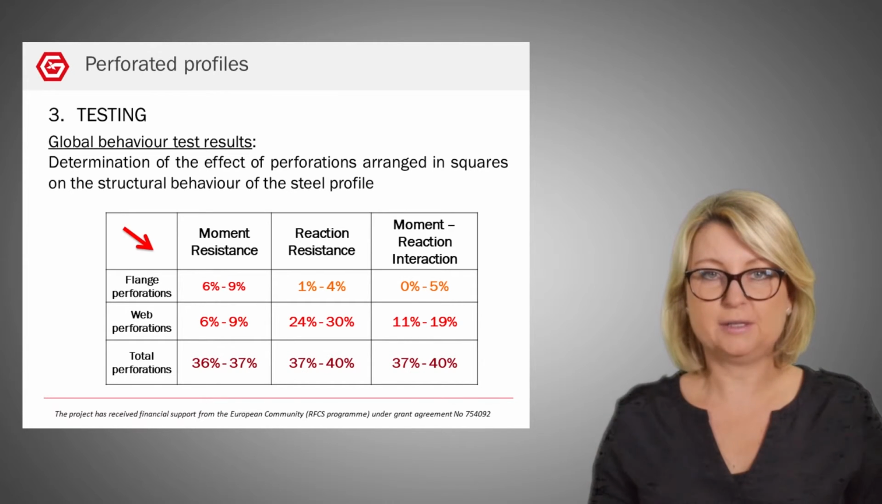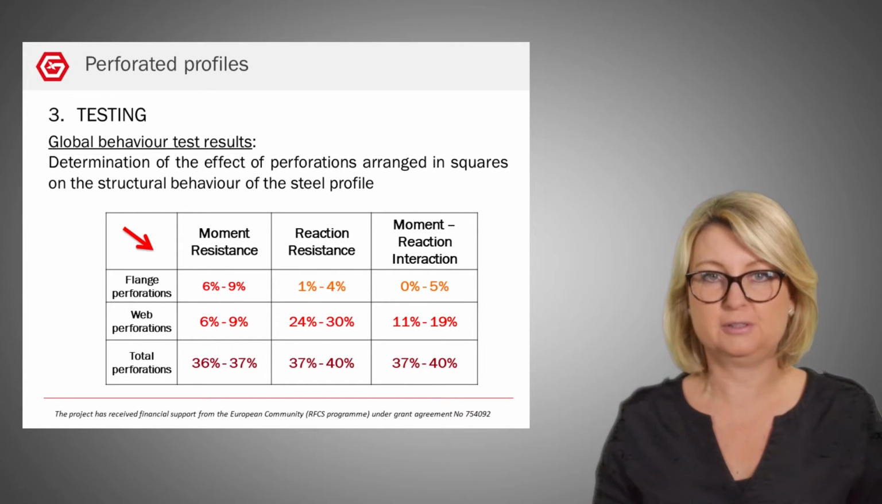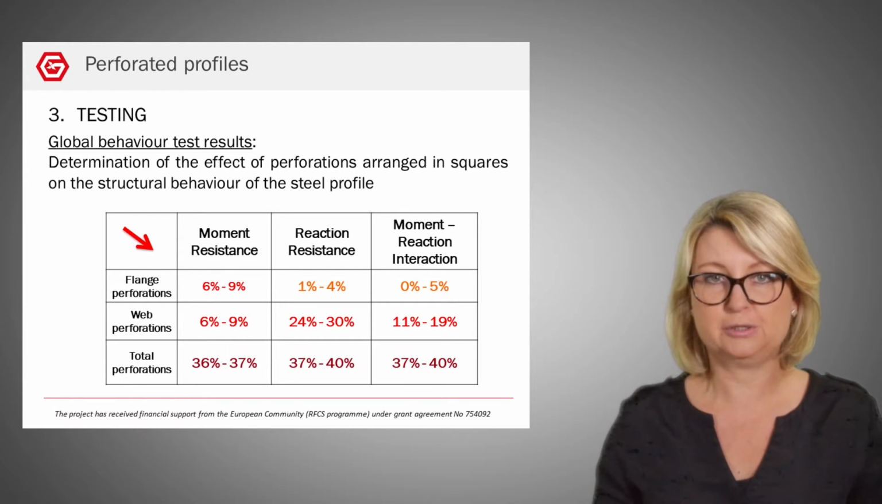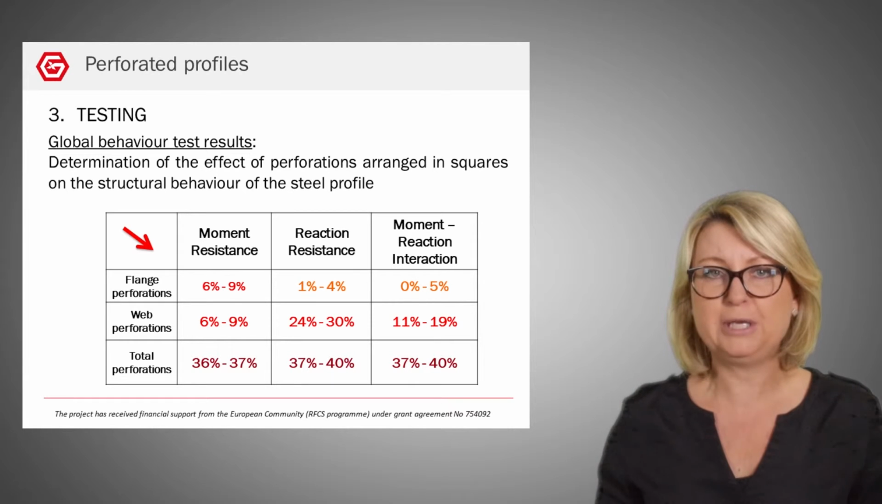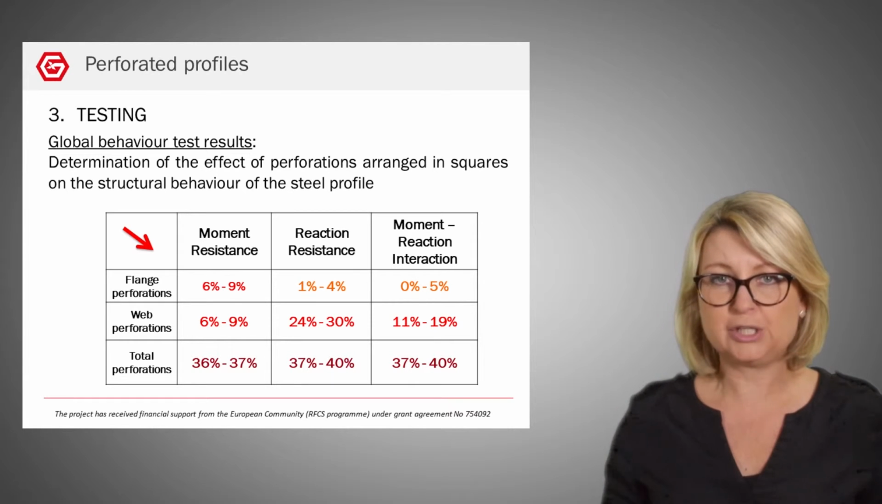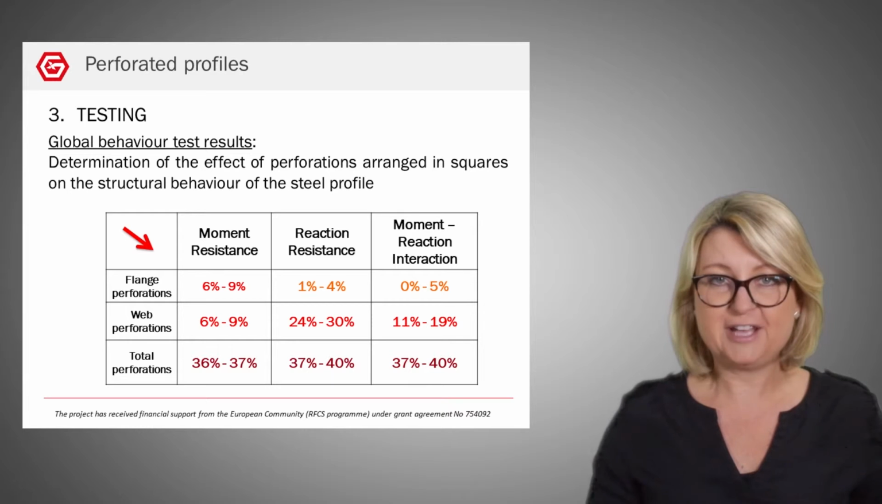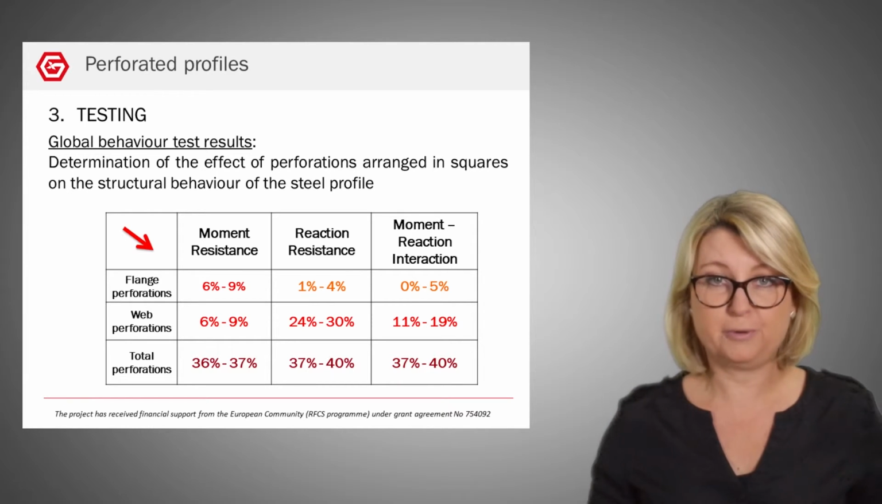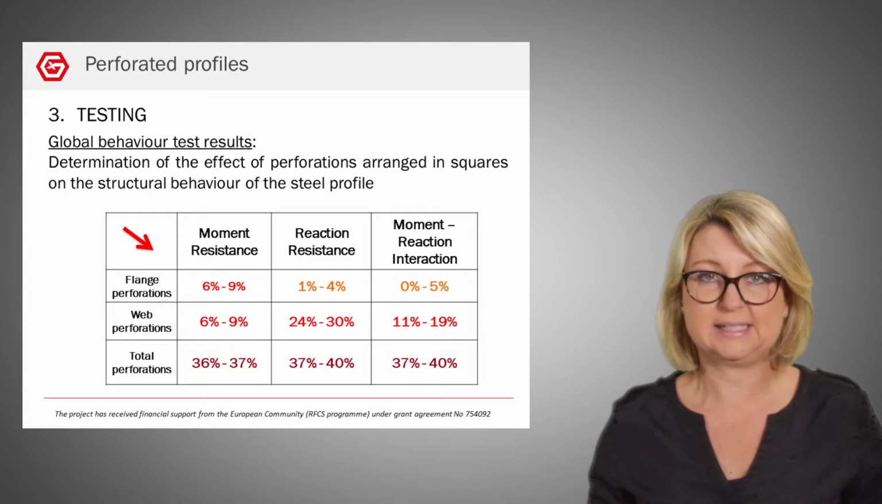The major results were that web perforations and flange perforations induced the same decrease of the moment resistance, whereas web perforations induced a much bigger decrease of the reaction resistance than flange perforations. Of course, total perforations induced the most important decrease of the whole range of resistances.